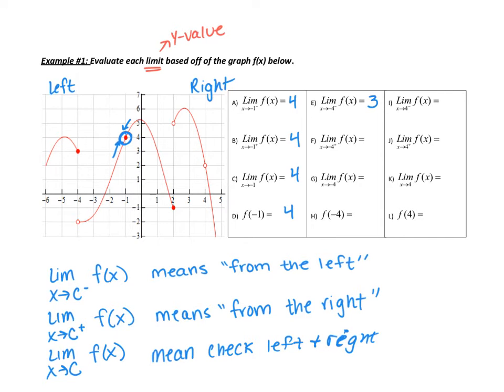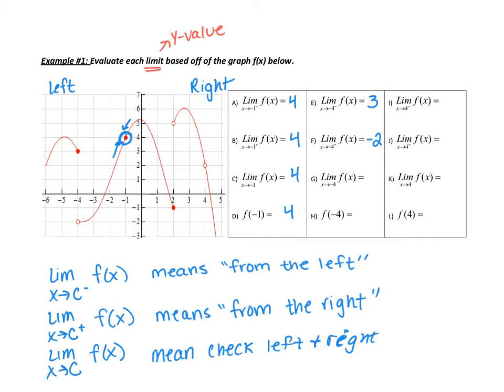Now the same thing, but now I want the limit as x approaches -4 with the plus, which means from the right. So find x equals -4 from the right, which is down here. What's that y value? -2. So notice that this is an open circle, and I still wrote the limit of -2. A limit is a y value that it may or may not reach, or may or may not equal. So a limit can have an open circle. That is totally fine, therefore the limit is -2.